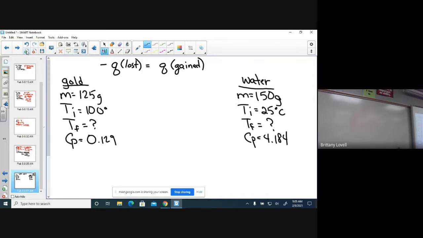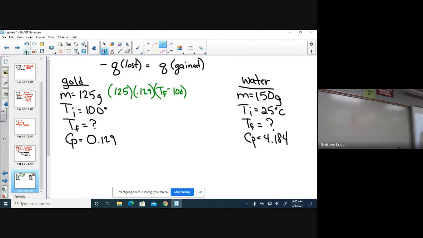Okay? So having said that, now we're at a point where we can just start plugging in the 2 sides of the equation. We can substitute in, for Q, the equation to find Q, because you've got all the stuff you need: mass, change in temperature, and specific heat. So let's go ahead and start plugging those numbers in. So I've got my mass of the gold, which is 125, is my M, times my specific heat, which is 0.129, times my change in temperature, which is going to be TF minus my TI, which is 100.